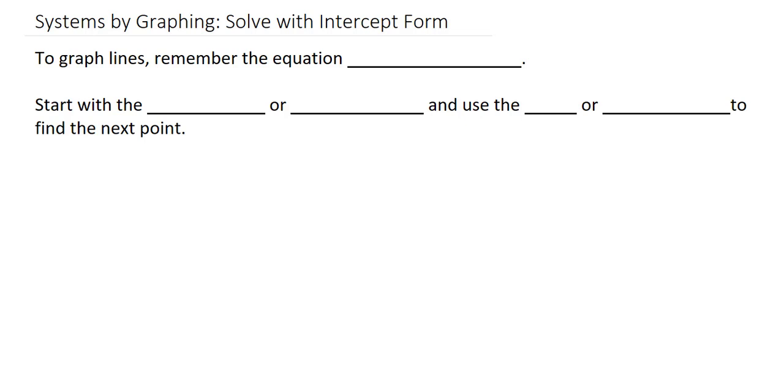Systems by graphing. Solve with intercept form. To graph lines, we're going to remember the equation y equals mx plus b. We're going to start with the y-intercept, or b, and we're going to use the slope, or m, to find the next point. So let's look at some examples.